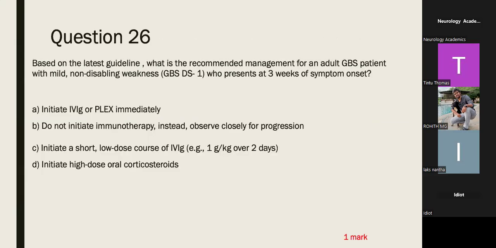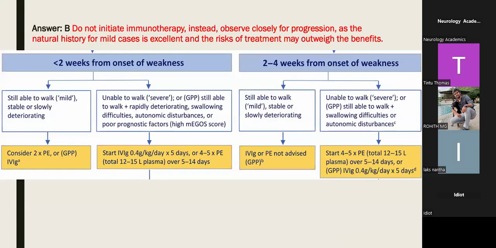Based on the latest guideline, what is the recommended management for an adult GBS patient with mild non-disabling weakness who presents at 3 weeks of symptom onset? The answer is in the 2021 guideline. It's clearly mentioned that if a patient presents with mild weakness, or is stable or very slowly deteriorating, then there is no indication to start immunomodulatory therapy from 2 to 4 weeks from onset of weakness. The answer is B. Do not initiate immunotherapy. Instead, observe closely for progression, as the natural history of mild cases is excellent and the risk of treatment may outweigh the benefits.